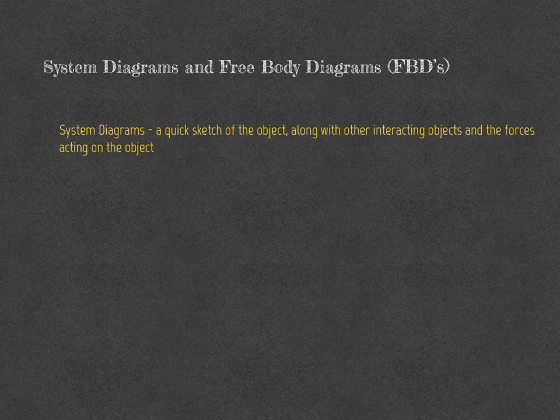The other type of diagram we're going to use to keep track of forces is a free body diagram. In the free body diagram, we'll sketch only the object and the forces acting on this object. And in the free body diagram, usually we show the object as either a box or a dot, a small circle. And then we show all of the forces coming from that box or dot.